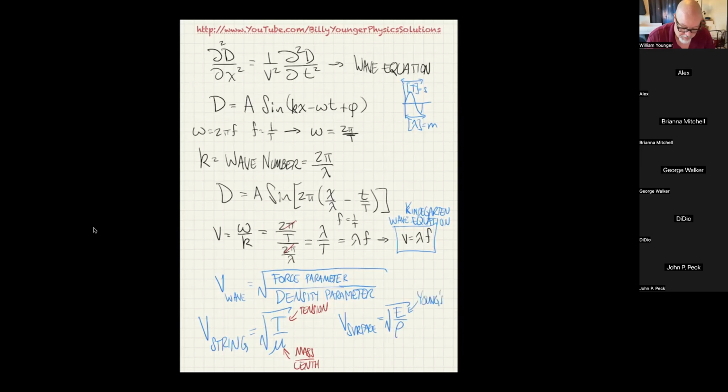You can look that up in previous chapters, Young's modulus. That is, in fact, something that's related to how strong something is when you try to compress it or stretch it. Okay. And if you wanted to know what the velocity of a wave is through a fluid, like, for instance, sound going through water, that turns out to be the bulk modulus divided by the density. Again, a force parameter. The bulk modulus, like the Young's modulus, is a force parameter.